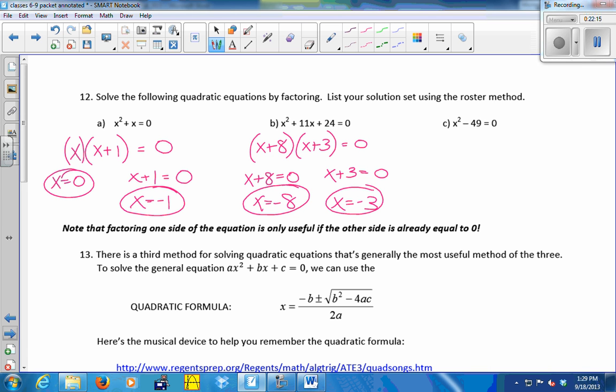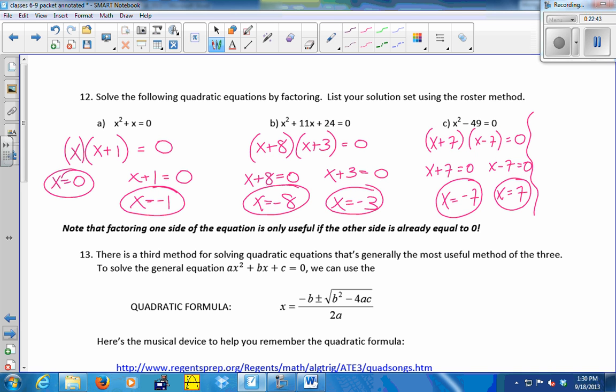How about x squared minus 49 equals 0? It factors to x plus 7 times x minus 7. And then I set each factor equal to 0 and solve it. x plus 7 is 0, x minus 7 is 0. So I get x equals -7 and x equals +7 as the two solutions. Yep, we could write that as one single statement, x equals plus or minus 7. Good.